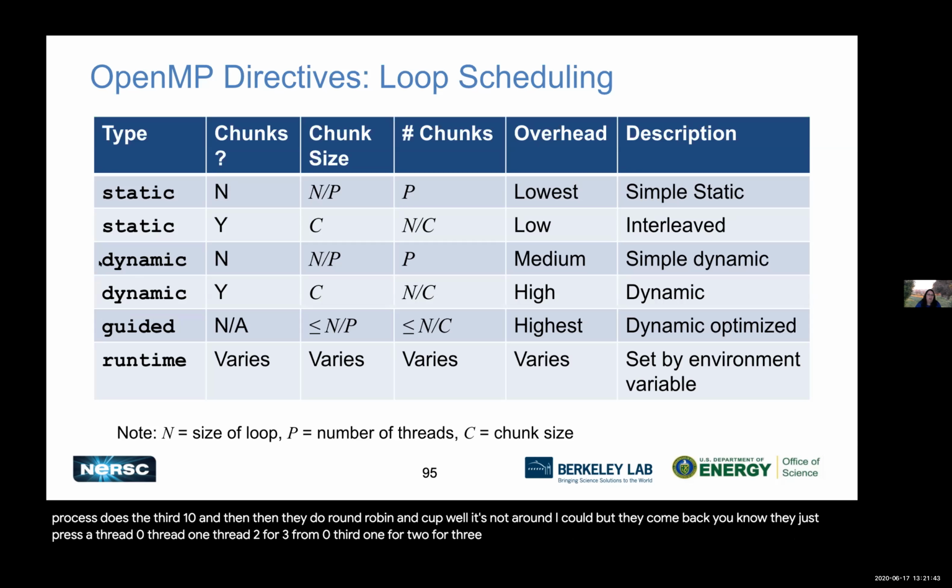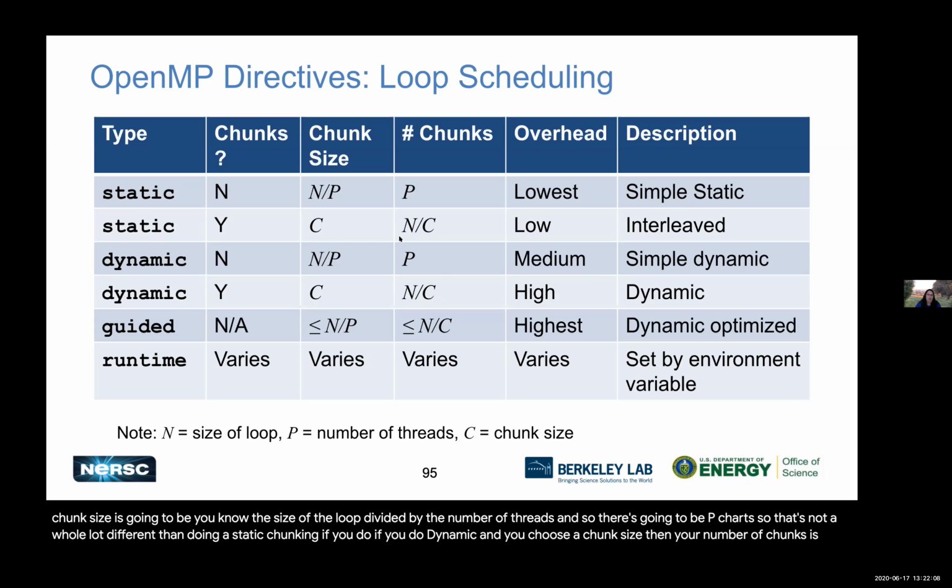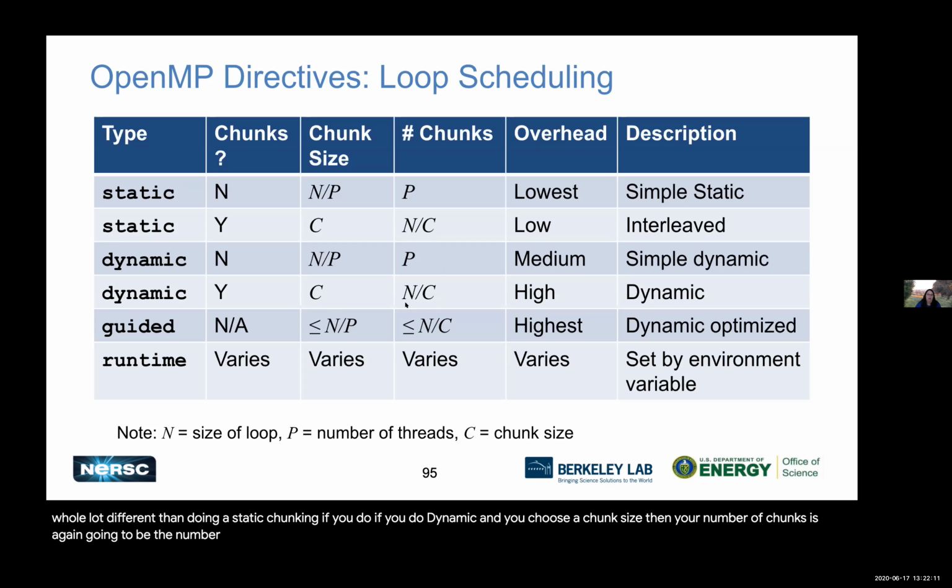Now then dynamic, you can do no chunking if you want to, and then your chunk size is going to be the size of the loop divided by the number of threads. And so there's going to be P chunks. So that's not a whole lot different than doing a static chunking. If you do dynamic and you choose a chunk size, then your number of chunks is again going to be the size of the loop, so the number of iterations divided by the chunk size.